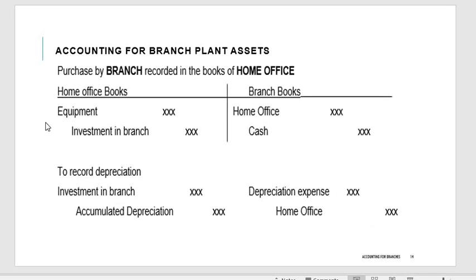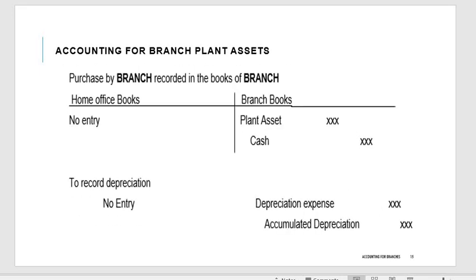So, what if? What if it was purchased by the branch? Recorded also in the branch, no? So, sa home office, walang entry, no? Pero sa branch, debit siya ng plant assets, credit siya ng cash. Kasi diba ang nag-purchase si branch, and then nag-keep ng records din si branch. So, the branch will record the asset also kasi siya mag-keep ng record. So, entry niya, debit plant asset, credit cash.